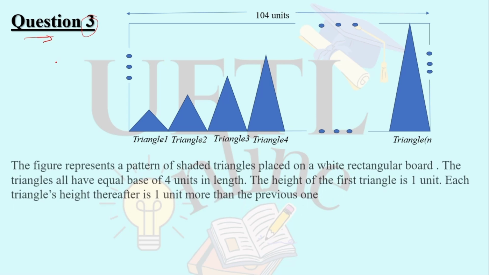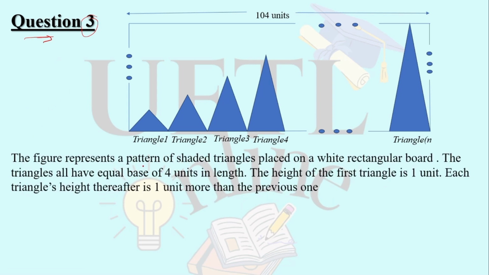We have this information: the figure represents a pattern of shaded triangles. These are triangles which are shaded. They are placed on a white rectangular board. Assume that this is the white rectangular board. Here you can see that it is 104 units, and here we don't know; we are going to find out how many. This is the whole whiteboard. The triangles all have an equal base of 4 units. This means that triangle 1, triangle 2, triangle 3, and triangle 4 all have an equal base of 4 units.